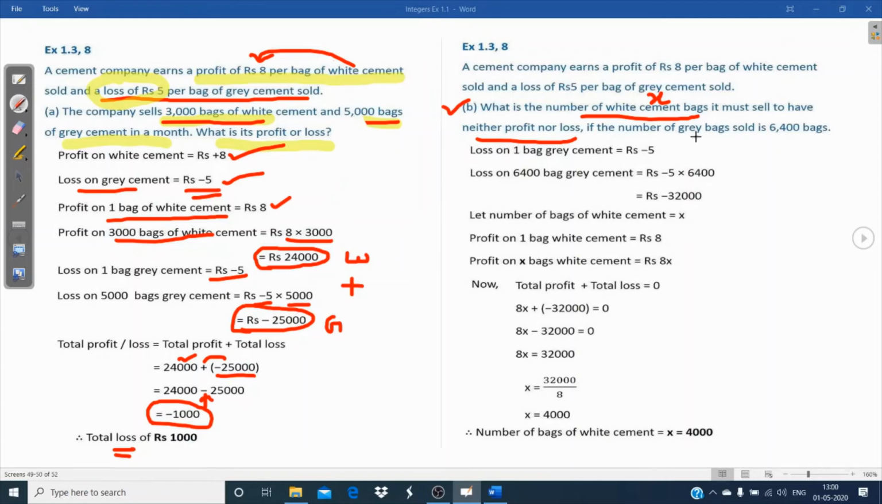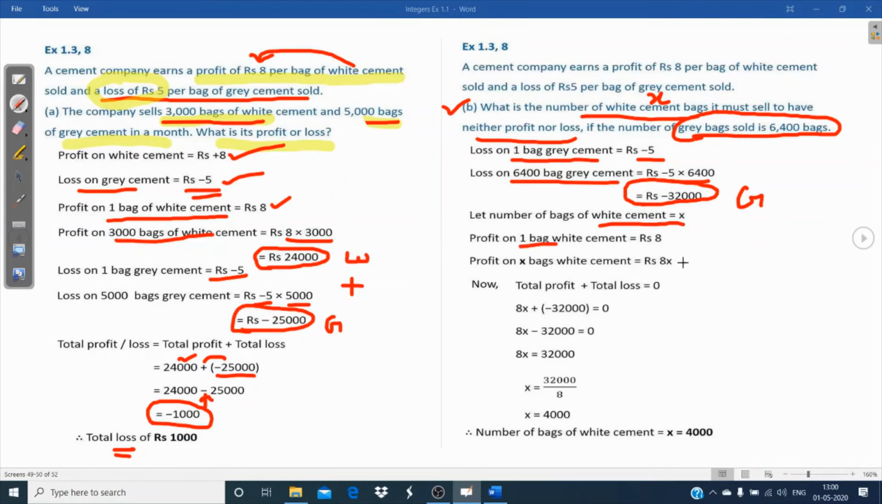If the grey bags sold are 64,000, so the total grey bags sold is given as 64,000. Now since the loss on one grey bag is minus 5, the loss on 64,000 grey bags will be minus 5 multiplied by 64,000. So this is 32,000. Minus sign indicates loss. So this is the loss on grey bags. Let the number of white cement bags be X.